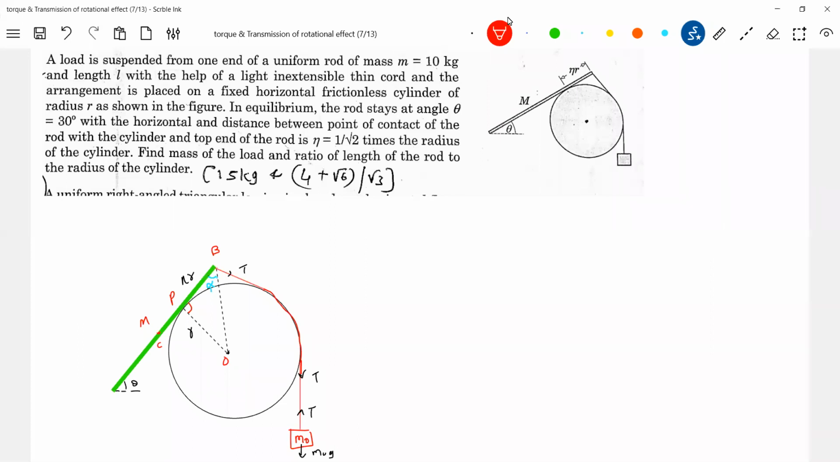Tan alpha will be OP by PB, and we know eta. So we get alpha. So first let's concentrate on that triangle. Tan alpha is equal to OP by BP. So what is the value of OP? This is eta r. Eta is 1 by root 2. So therefore tan alpha is root 2. What is the use of this?